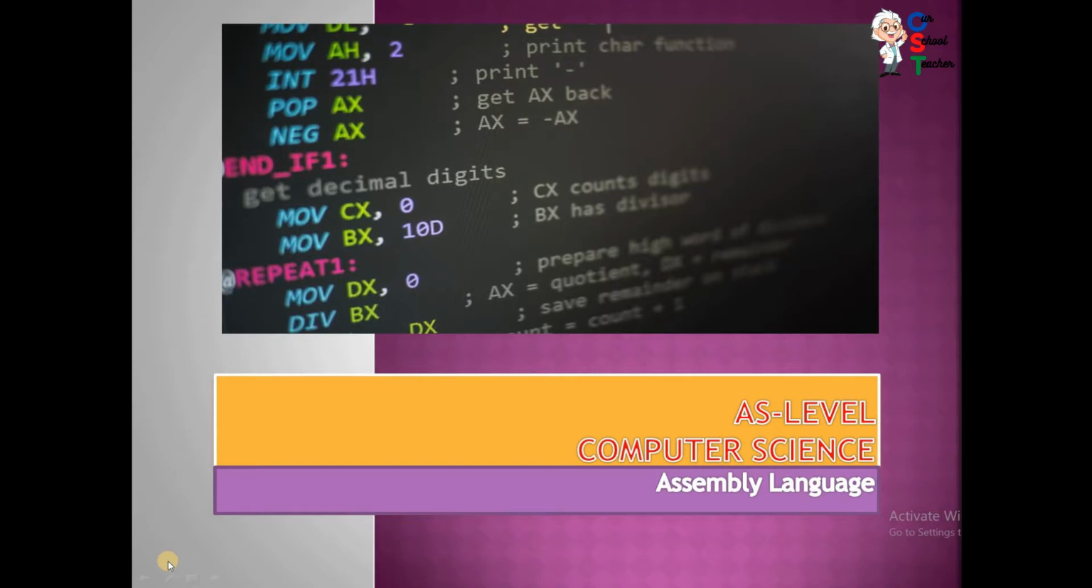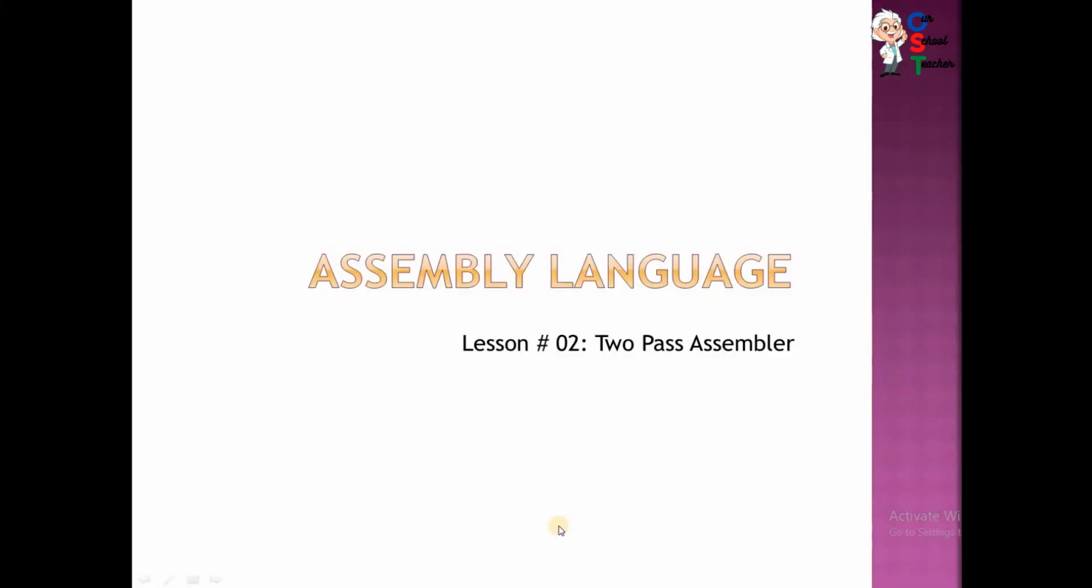So let's start today's lesson. Today is lesson number 2, and we are going to discuss the two-pass assembler as given in your book.